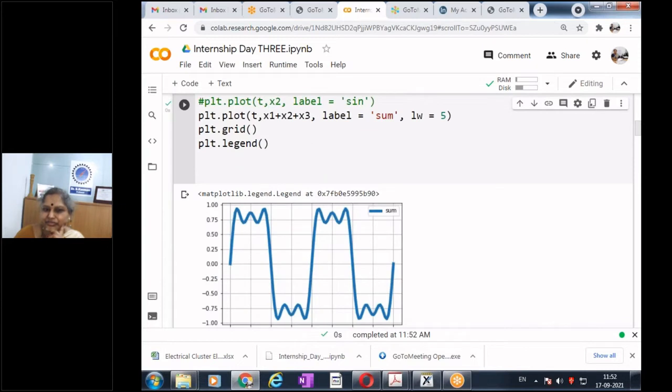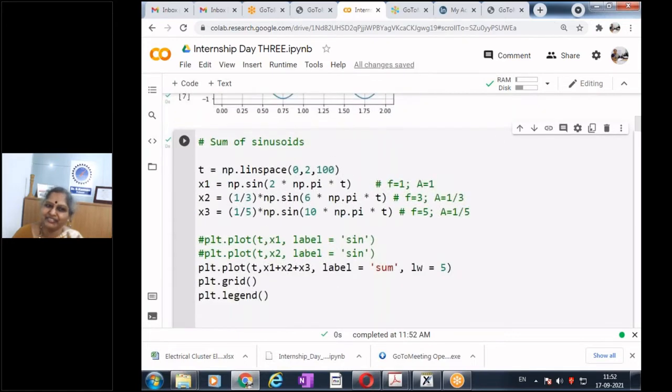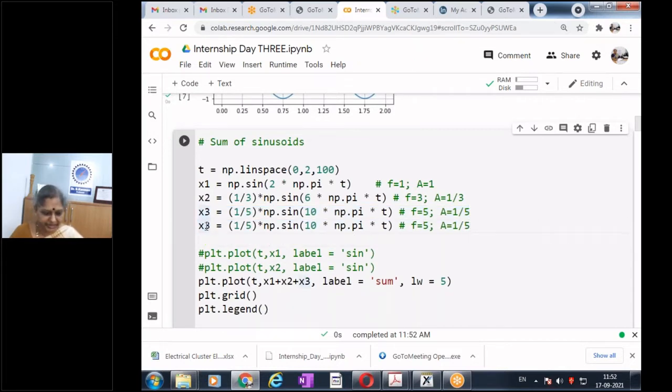How is it? Did you all get this? If you have got it, please type in yes. Good, good. Now, can someone tell me, if I put one more, x4, what do you think will my x4 be? What will be the magnitude of x4?